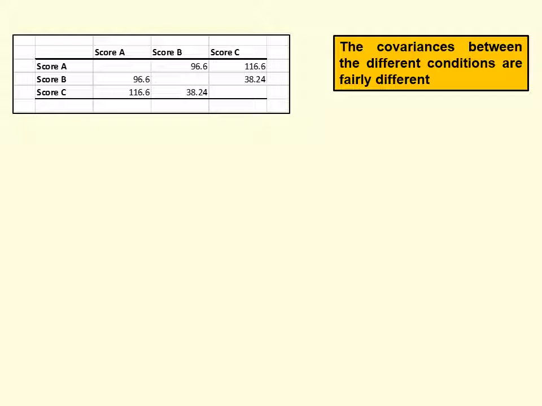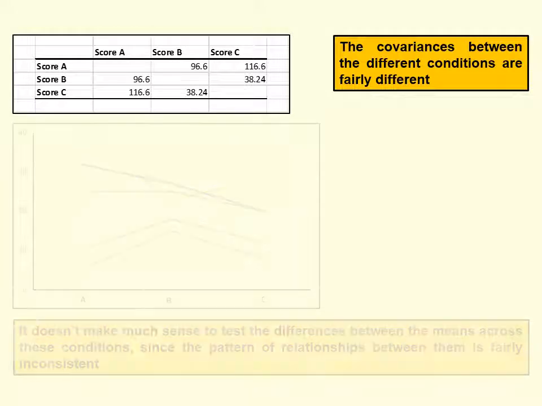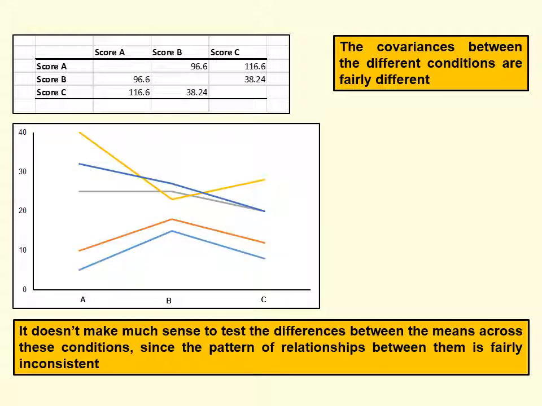Now here is a matrix for some data which is similar to the data that I showed before, except I've deliberately made it the case that the covariances between the different conditions are quite different. So you can see that there's a relatively larger covariance between condition A and condition C than there is between condition B and condition C. And if you were to make a graph, as I did before, plotting each person's response across condition A and condition B and condition C, you could see that there are some significant differences.